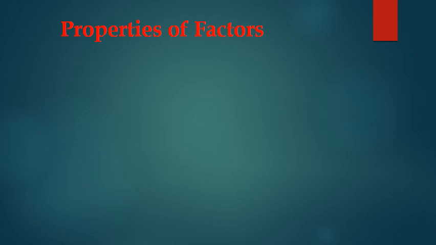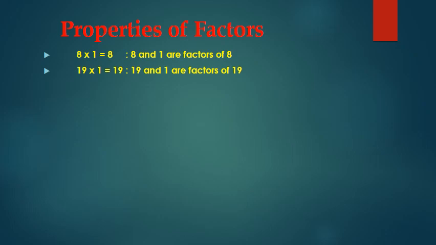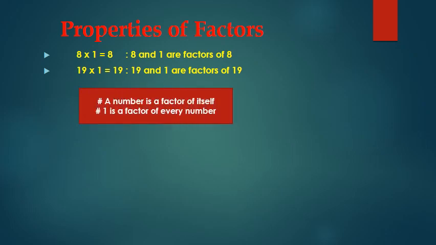Okay, now let's come to the properties of factors. So, 8 multiplied by 1 is equal to 8. 8 and 1 are factors of 8, right? 19 multiplied by 1 is equal to 19. So, 19 and 1 are factors of 19, right? Now, children, this way we conclude that a number is a factor of itself. And the second property, 1 is a factor of every number.